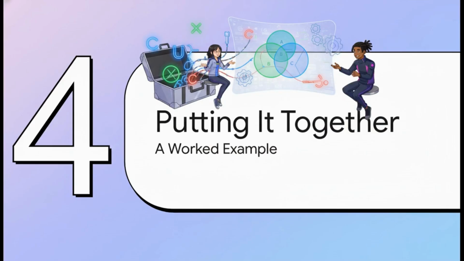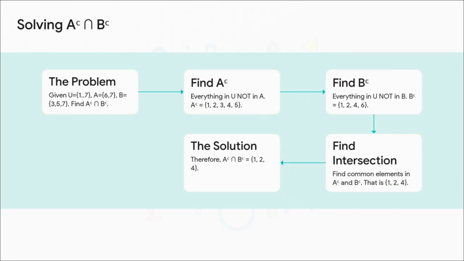Okay, the moment of truth. We've built our toolkit. We've got intersection for "and," union for "or," and complement for "not." Now let's put them all together and see how they help us solve something a little more complex. All right, let's break this down piece by piece. The problem asks for the intersection of the complements of A and B. Whoa, don't worry, we just follow the steps.